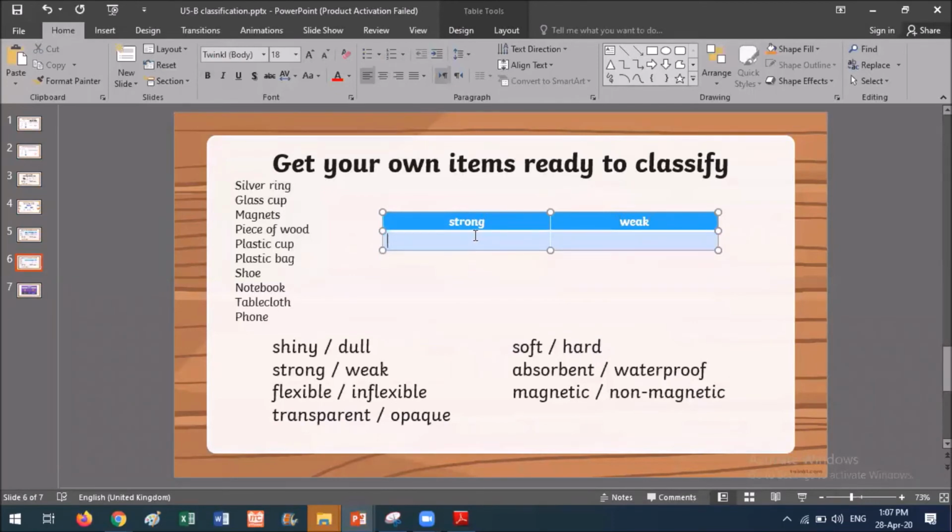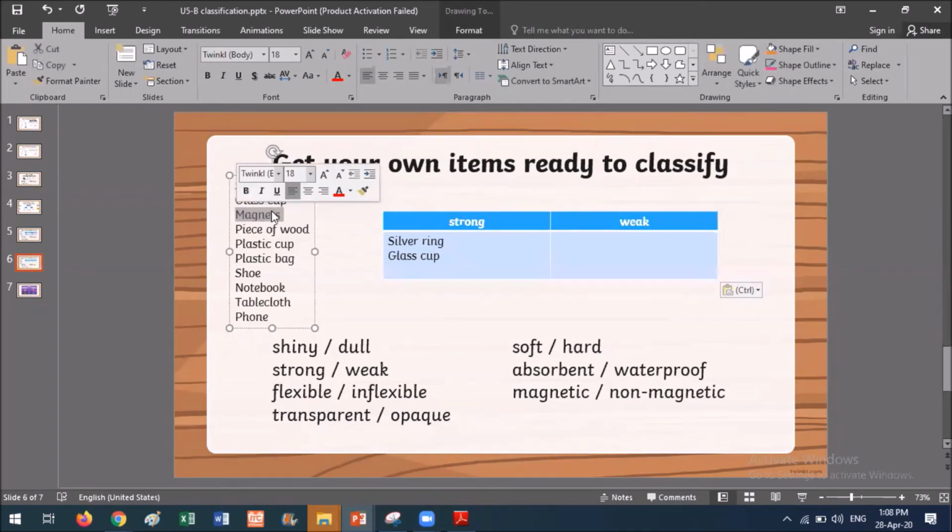Let's start with the silver ring. Is the silver ring strong or is it weak? It's strong. Very good. Otherwise, it would break, right, if we wore it? What about the glass cup? It's strong. Yes, it is strong. We need a lot of force. We need to drop it quite hard for it to break. What about the magnets? Are they strong or weak? Strong. We can't break those.